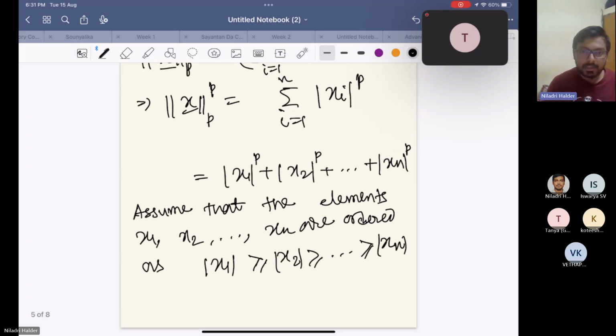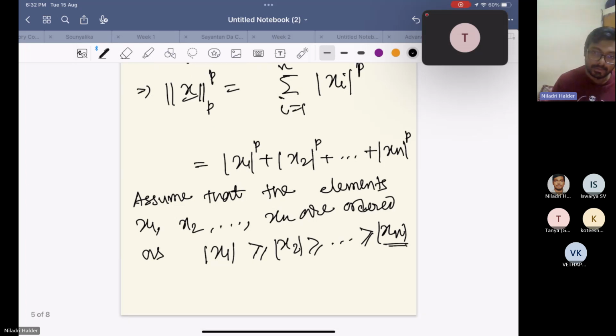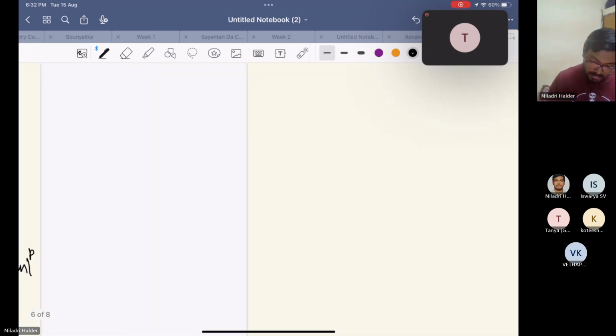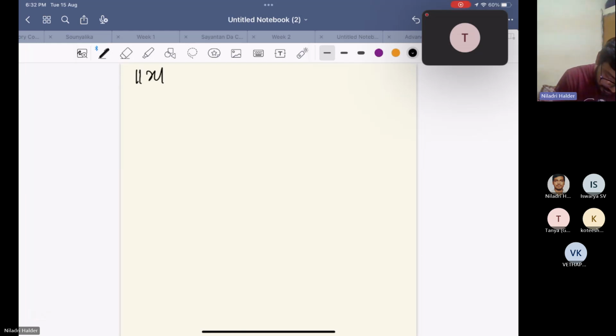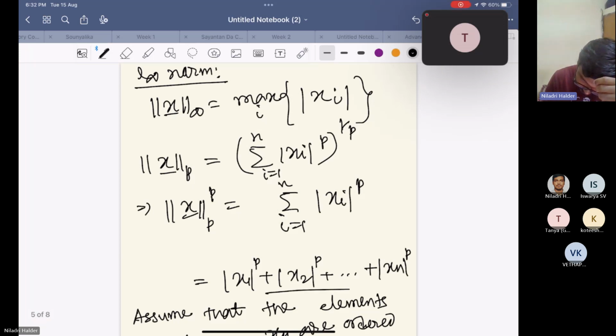Suppose x1 is the highest mod value. Suppose there are n number of elements in the vector x, so we can order them in this order. Mod of x1 is more than mod of x2, and mod of x2 is more than mod of x3, and so on. The lowest element will be at the end, that is mod of xn. So then we can write the LP norm of x power p equals, so this is the x1.